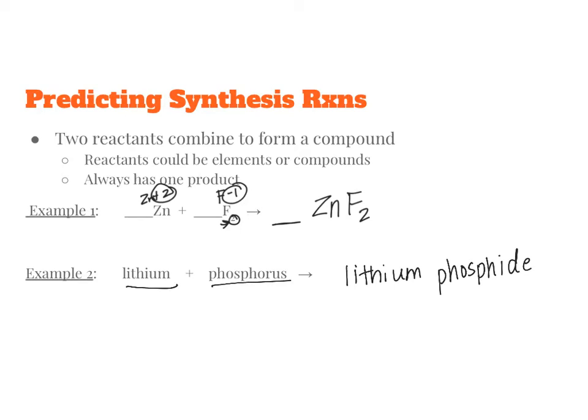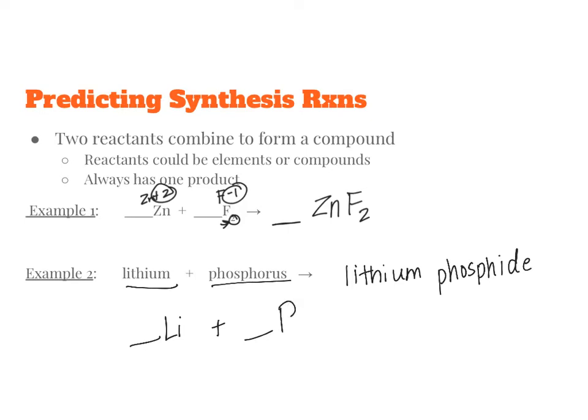Now I have to go ahead and write in my formulas to make my skeleton or formula equation. Lithium is a metal, so I just write the symbol for metals. I'm going to put that in front just in case I have to balance it. Phosphorus is a nonmetal.